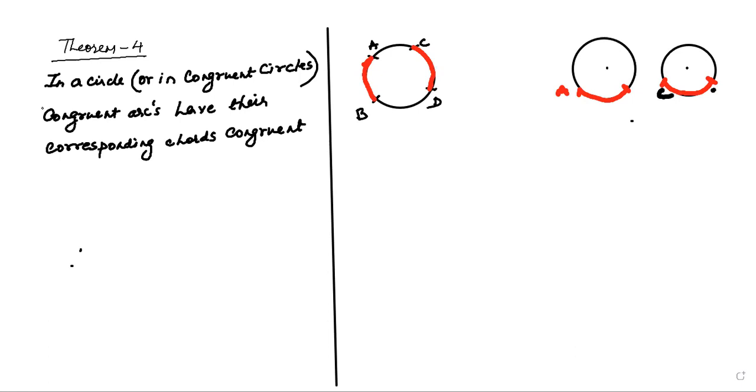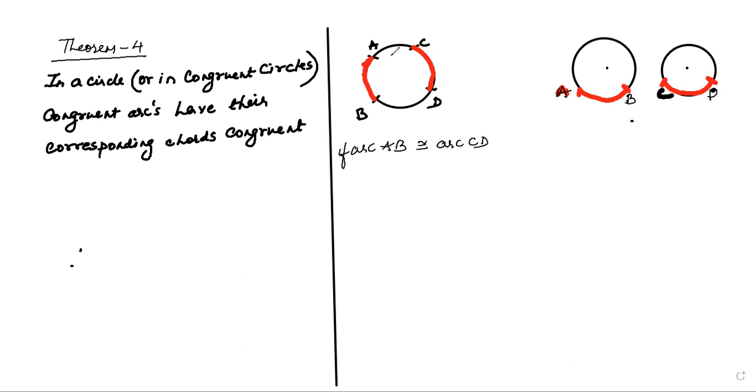Children, arc AB and arc CD are congruent. So here, either same circle में arcs are congruent, या congruent circles में arcs are congruent. When you see this, arc AB is congruent to arc CD. If you see like this, you can always say, got it?